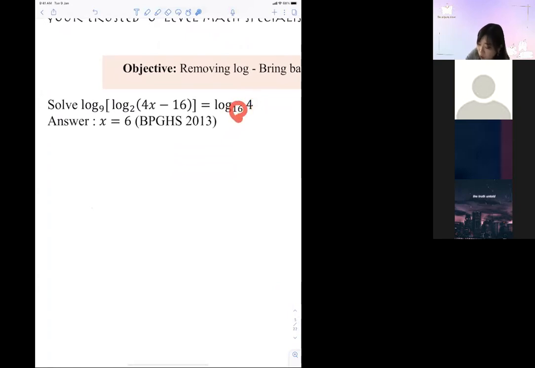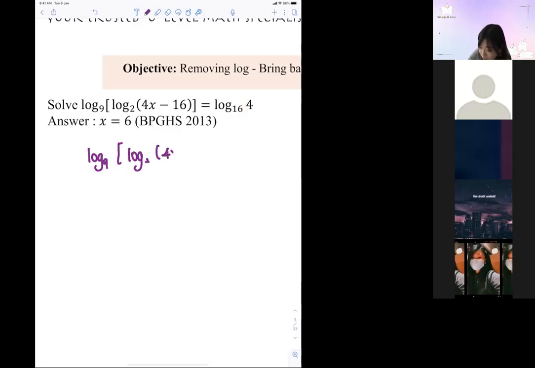So 16 is 4 squared, 4 is 4. Both are powers of 4. I can change them into one number. But before that, the rule is the base must be smaller than the number that you log. So this one must be smaller.